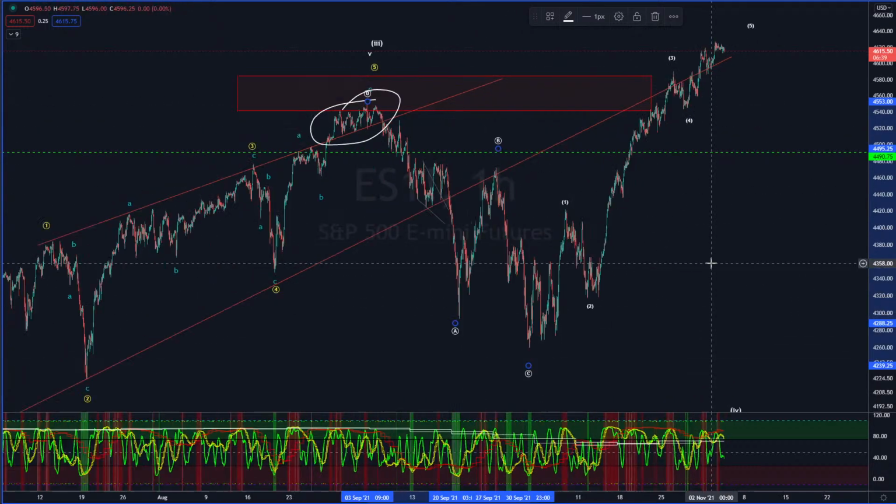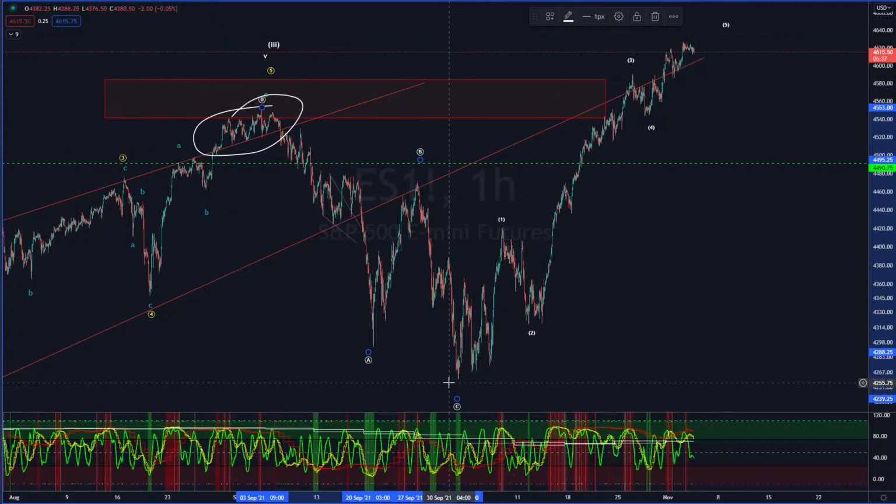Now, a couple things I'll make note of here is, we really aren't sure if this correction is completed. This is not impulsive. This is corrective. So is this part of an ending diagonal? It's very possible. But in essence, this doesn't look like an impulse to me. However, I'm still counting it as a 1-2, and I'm doing that for a number of different reasons.